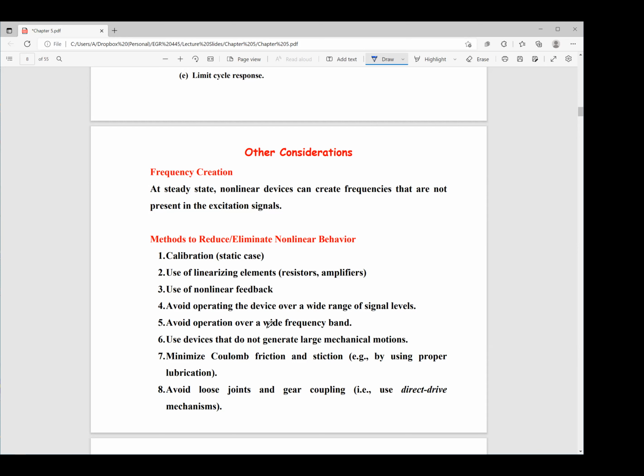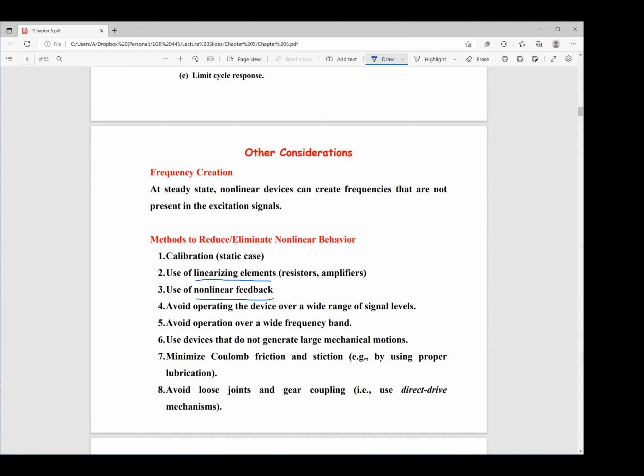Sometimes what we do is we add canceling nonlinearity, which means we have a nonlinear system, but we add some other nonlinear element that basically cancels the nonlinear behavior. And that is also possible. So you can use some type of linearizing element that would cancel or increase the linearity of the system. You can use a completely nonlinear feedback, which means you have the nonlinear feedback canceling out the nonlinearity.